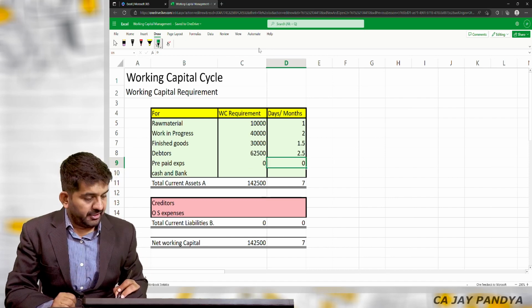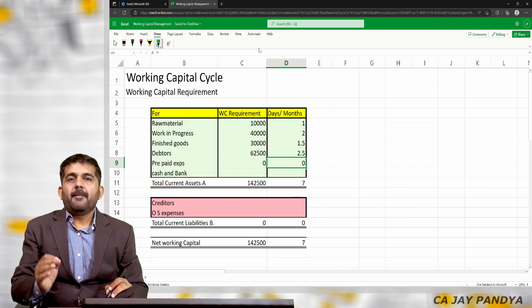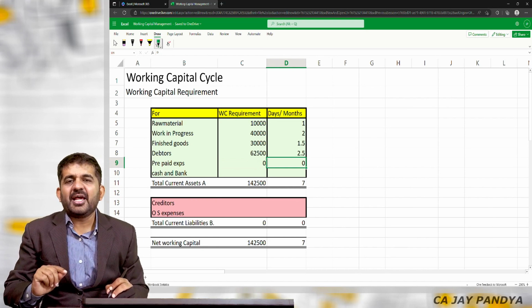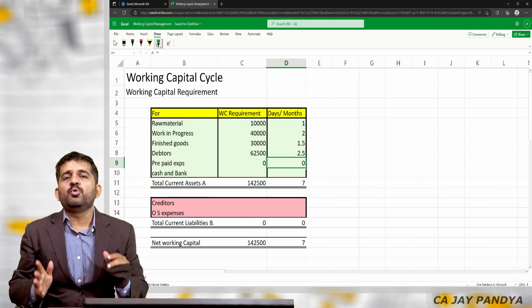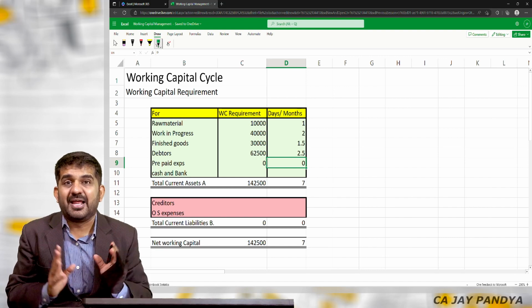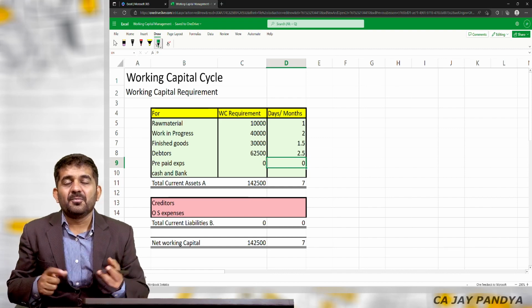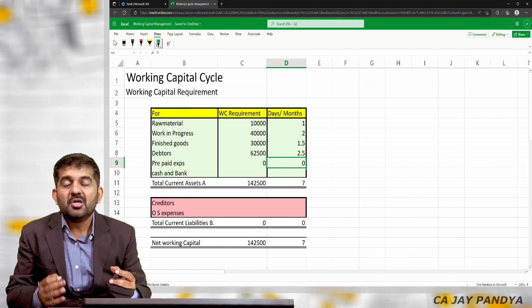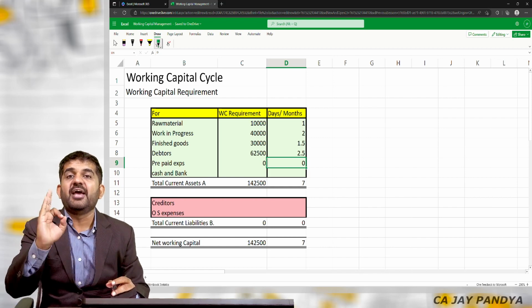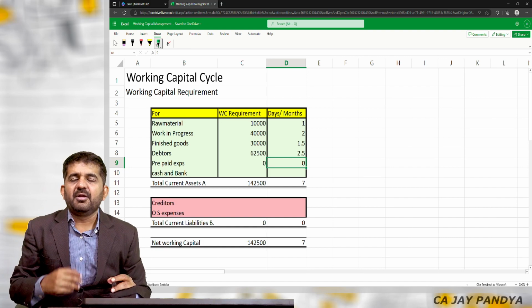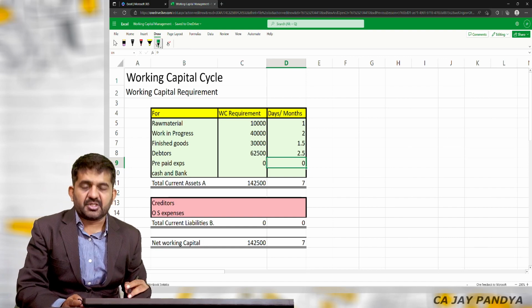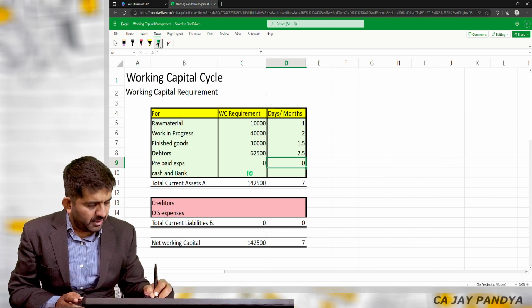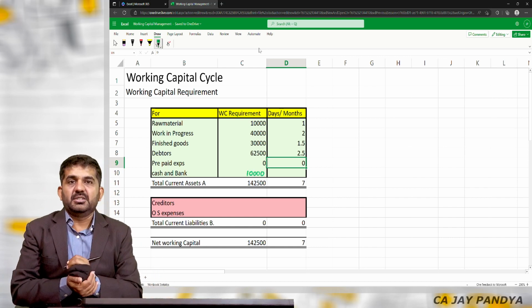Cash and bank, try to understand. My company requires 10,000 rupees at every point of time as cash balance. See, if you go to a business, a provision store, a mall, believe me, their cash box will never be 0. There will be 5,000, 10,000 rupees required in the business. So what is our requirement in our case? 10,000 rupees.